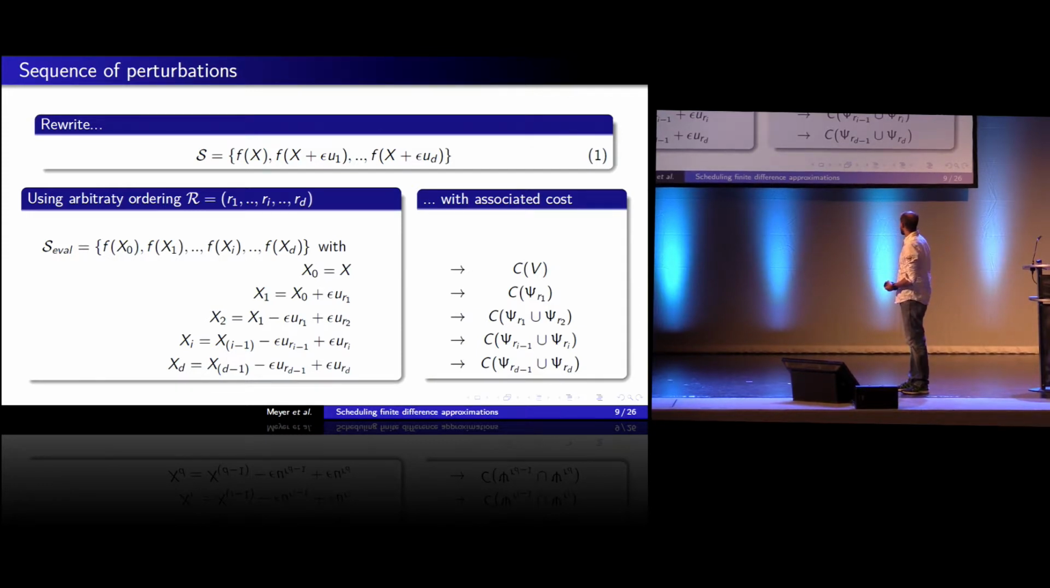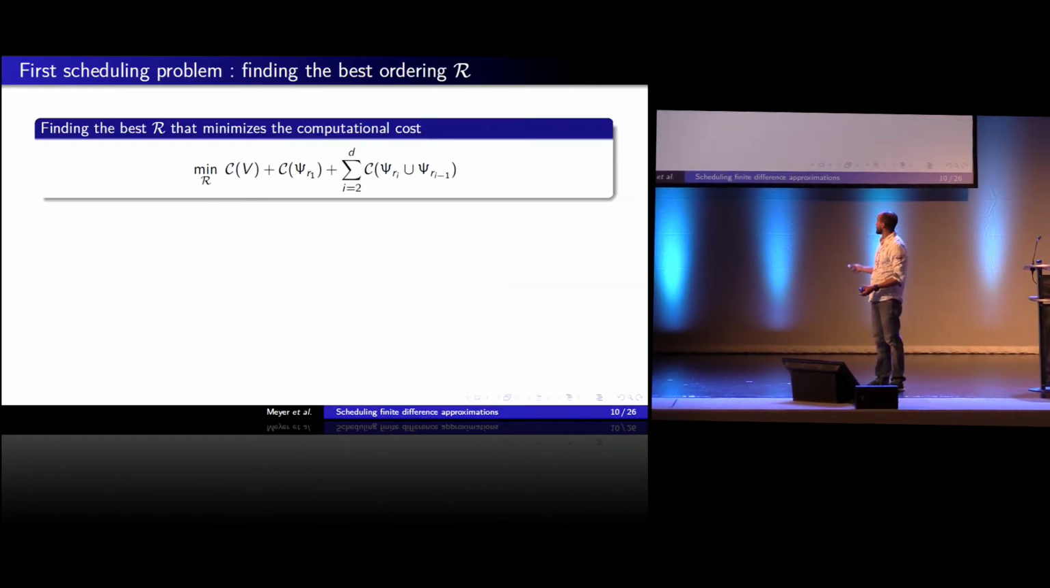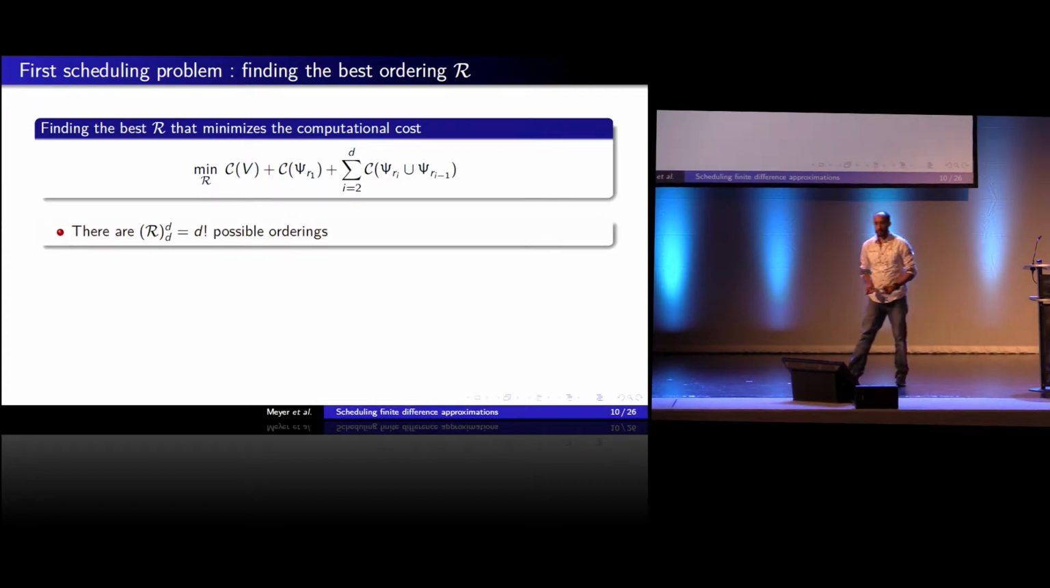The associated cost is the following one. So you have the cost for the full computation, then the first update, and then the reset plus update operation. So what we want to do now is to find this ordering R that will minimize all these costs. So this is the first scheduling problem. We want to find the ordering that will minimize this equation. So the problem is that there is d possible permutations, meaning that there is d factorial possible orderings.